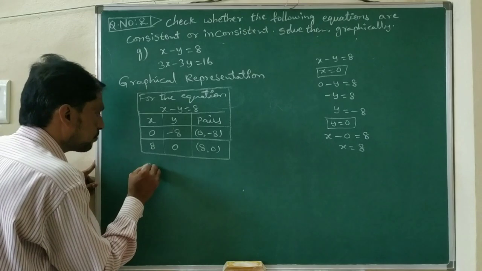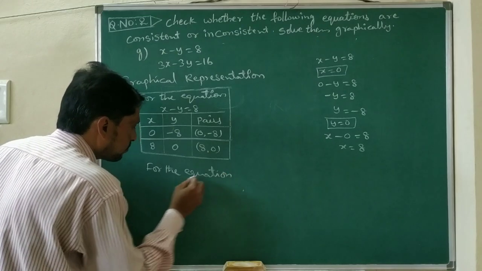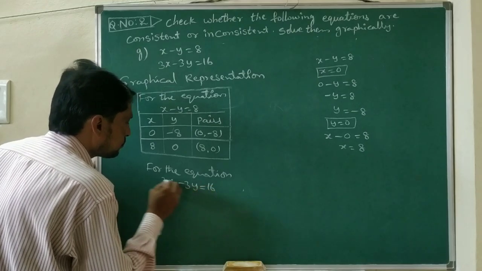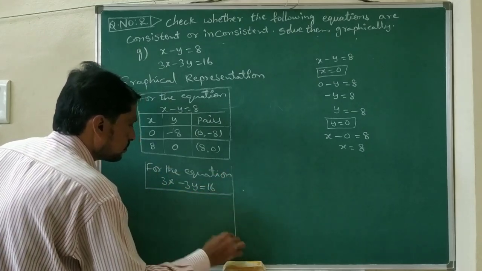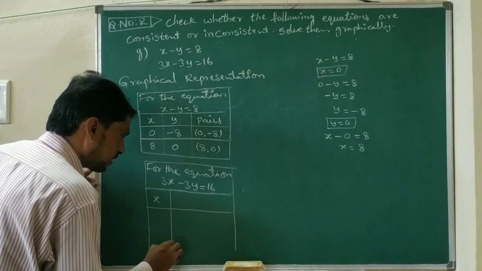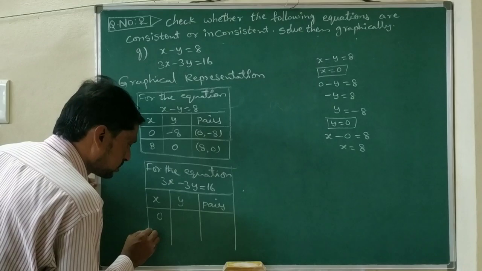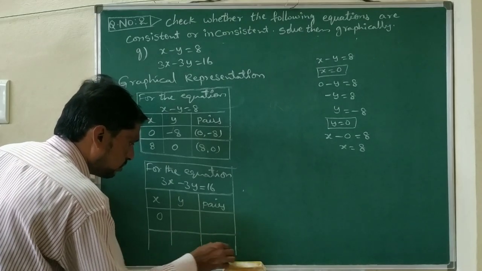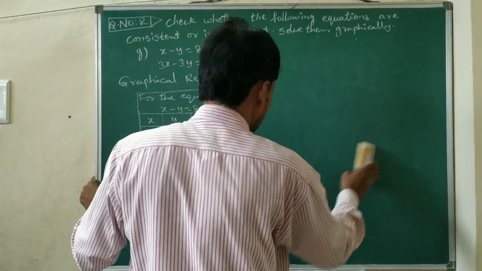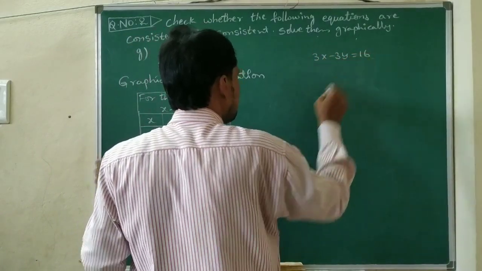Next one, for the equation 3x minus 3y equal to 16. Here also we need to assume x values and y values and make pairs. First I assume the x value as 0, then next I assume the y value as 0. Now you can see here, 3x minus 3y equals 16.